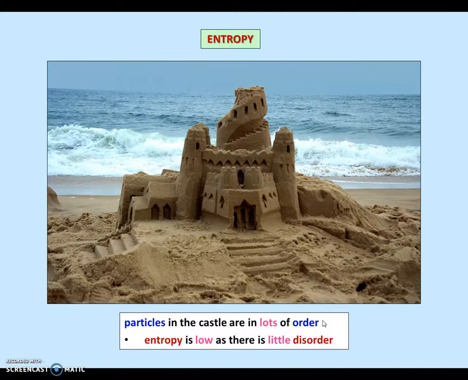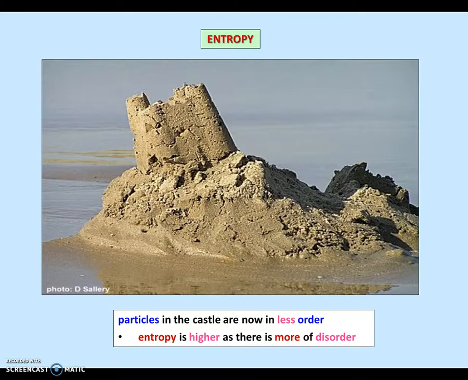Another way to think about it is looking at this sandcastle. In the sandcastle there is a lot of order. There's billions of particles all arranged in regular patterns, so there's very little disorder. However, after the sea's been at it, there is now more disorder, because the particles are not ordered, or are less ordered, and as a consequence, the entropy is higher.